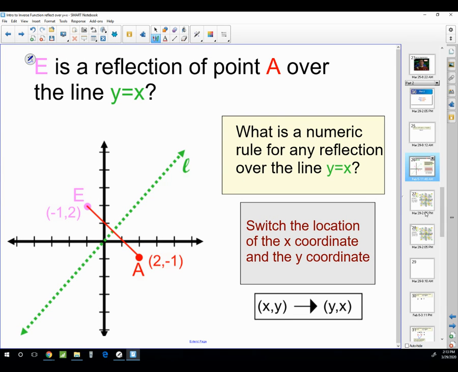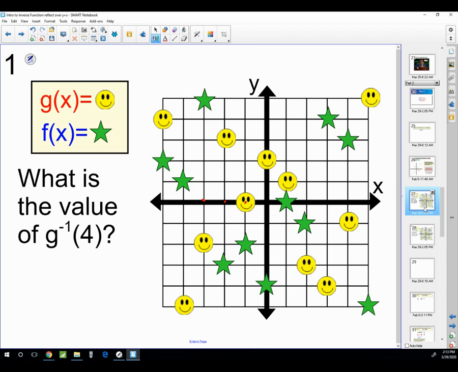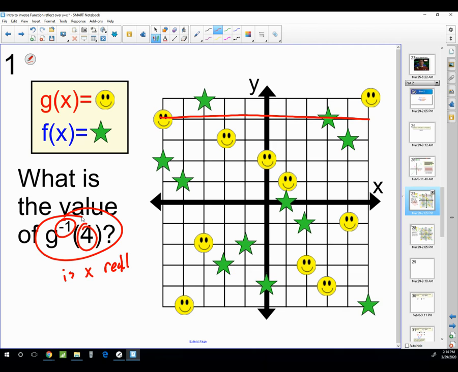And we were able to do a problem like this. So you may want to pause the video and see what you can come up with. We were doing G inverse of 4. Keep in mind that is not the negative 1 power. That is read G inverse. All right, so what we did was we realized that this 4 is an x. It is x relative to G inverse. But it's y relative to G.